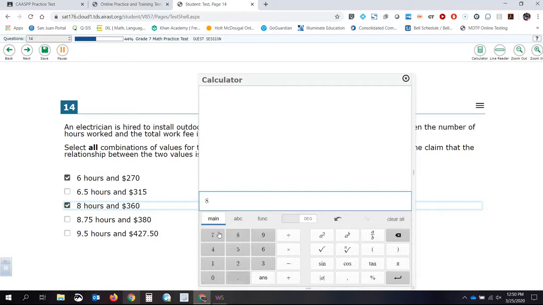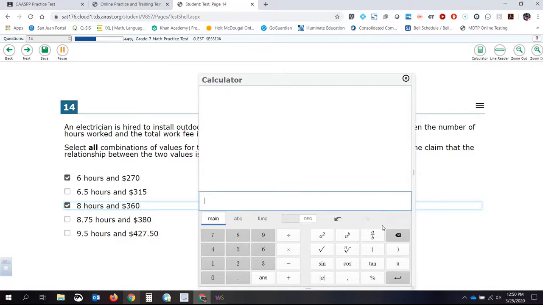Then I'm going to do 8.75 and divide that by, whoa, no. That's the wrong order, Mr. Reeves. All right, let's do this in the right order. We're going to do the dollars divided by the number of hours, and that is not 45.